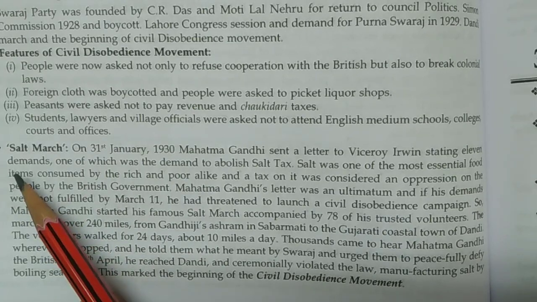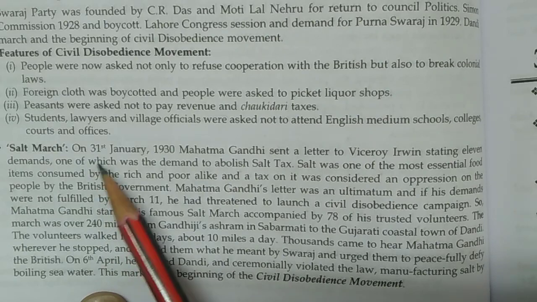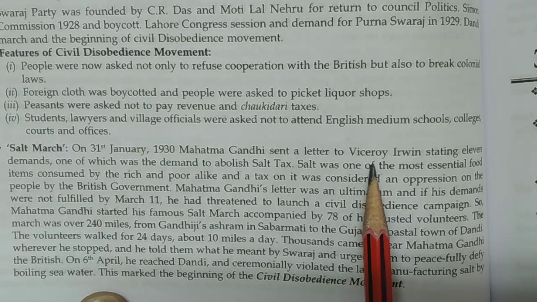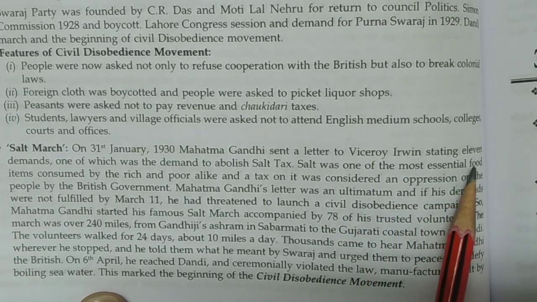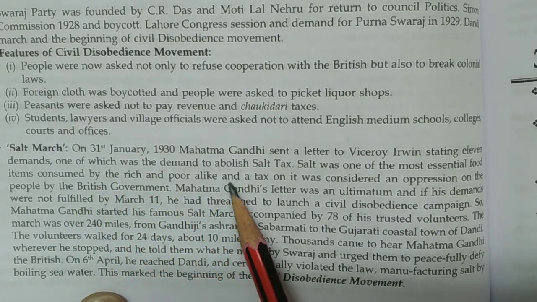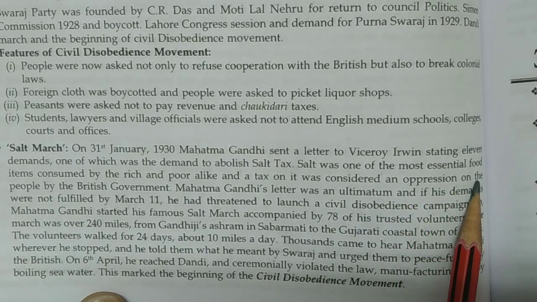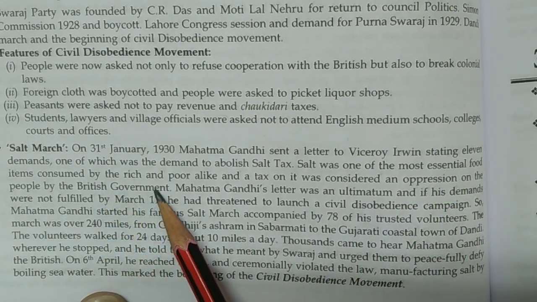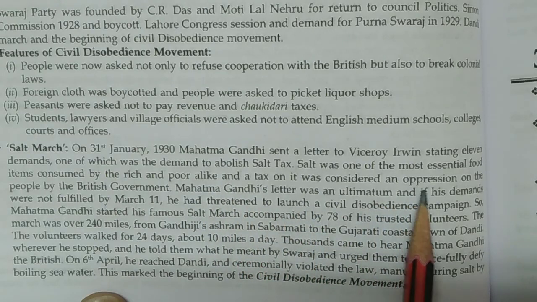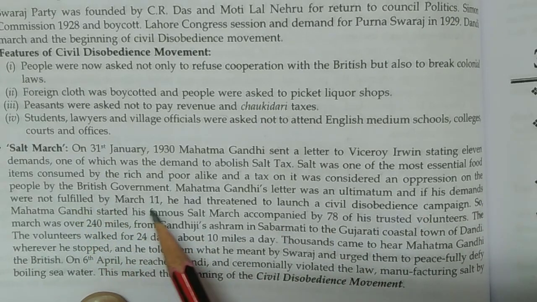Now, next point, Salt March. This is really very important. Be aware of that. On 31st January 1930, Mahatma Gandhi sent a letter to Viceroy Irwin stating 11 demands, one of which was the demand to abolish the salt tax. Salt was one of the most essential food items consumed by the rich and poor alike, and a tax on it was considered an oppression on the people by the British government.